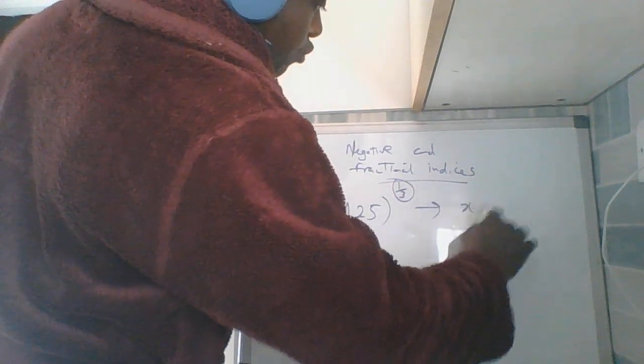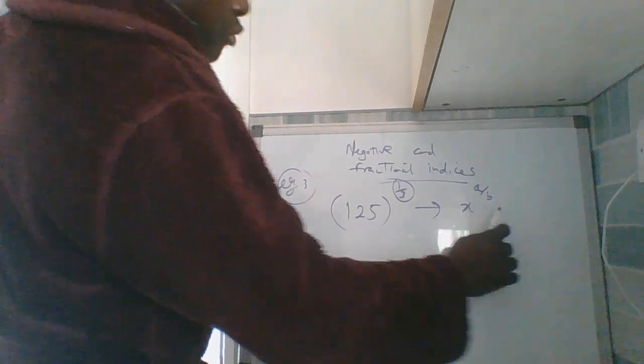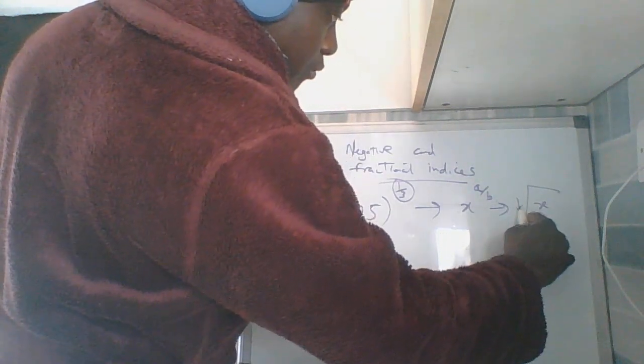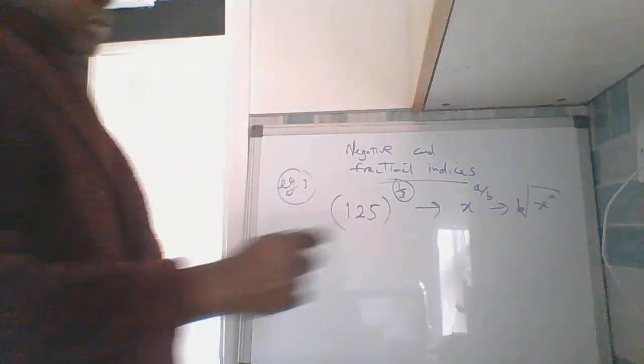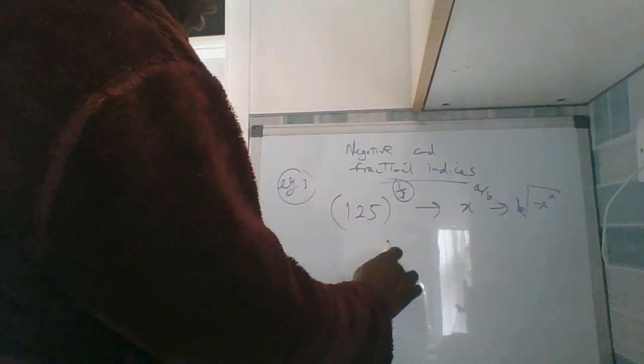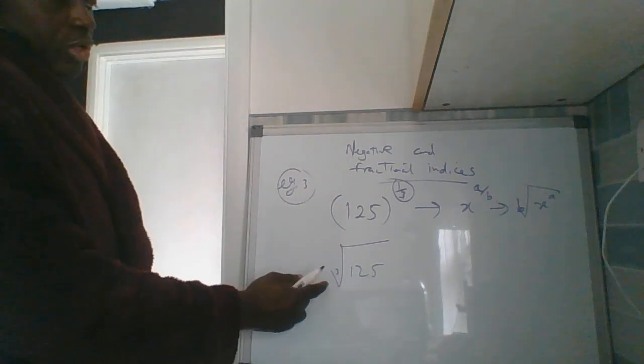When we have x raised to power a over b, the b will become the root and the a will become the power. So this law is expressed as: the b-th root of x raised to power a. If you look at this law and you want to use it to solve this, it means that this 3 will become the cube root of 125. You have to put 3 inside the root.